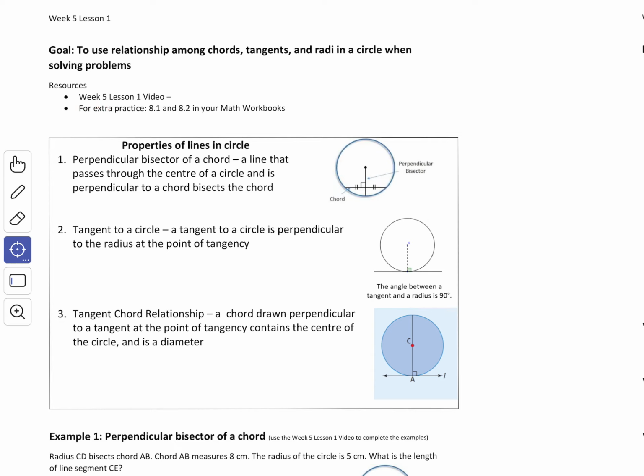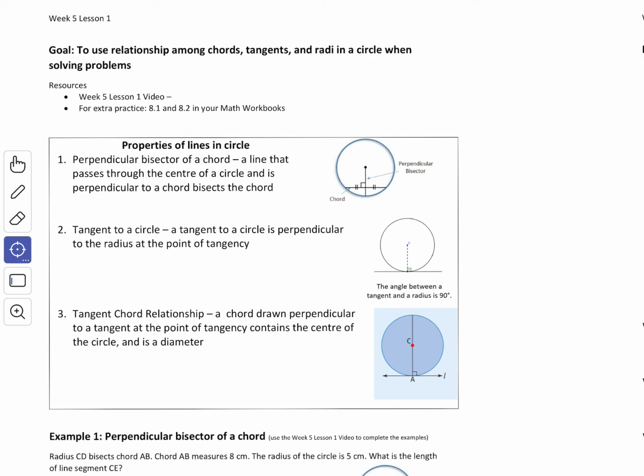problems in circle geometry. For this week's resources, you're going to use this video to complete the examples in this lesson. You can also use your workbooks 8.1 and 8.2 as practice of these concepts before you try task number 1. For task number 1 this week, I want you to complete it, take a picture, and submit it on D2L. Okay, so let's start with our properties of lines in the circle.